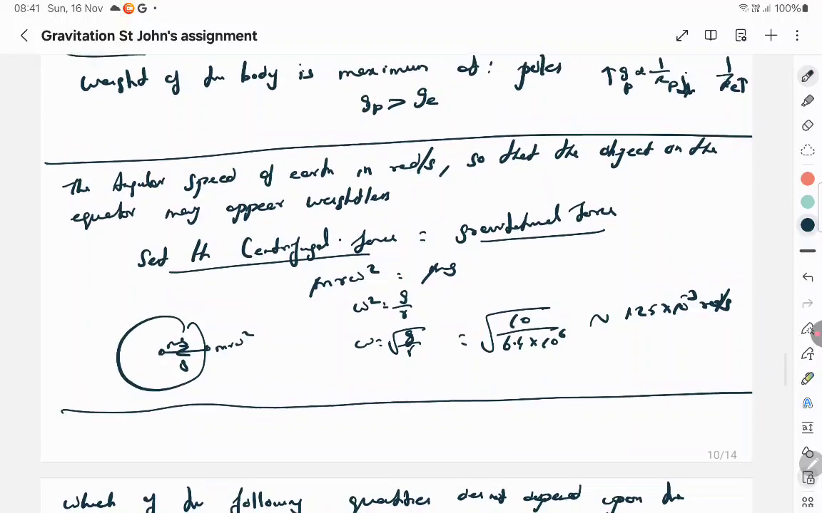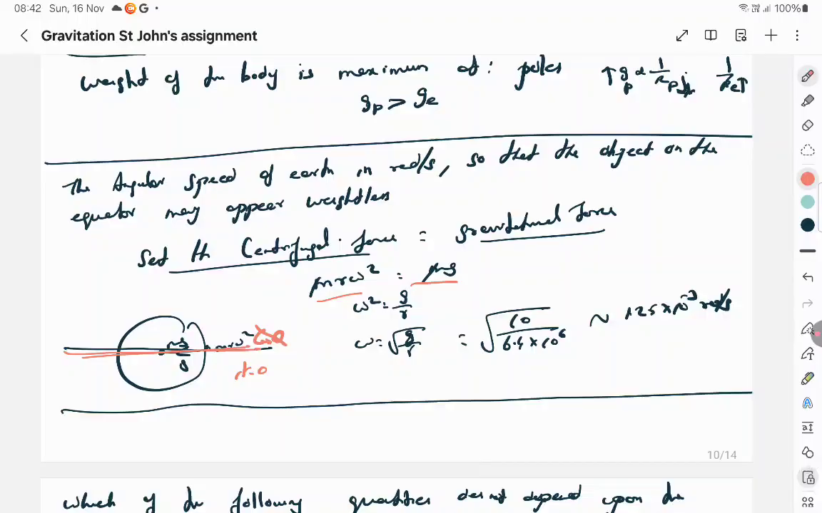The angular speed of the earth in radians per second, so that an object at the equator may appear to be weightless. At the equator, lambda is 0. So m r omega square cos 0, which is 1, will be equal to mg. Equate that. You get omega square is g by R, omega is equal to root of g by R, substitute the value.